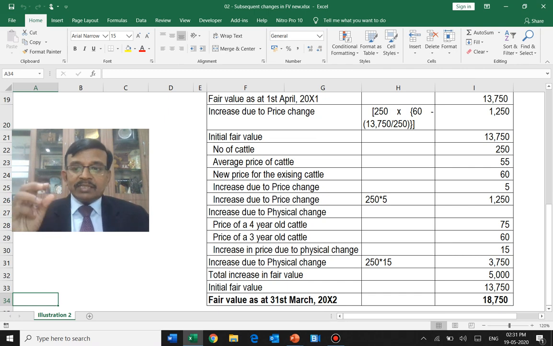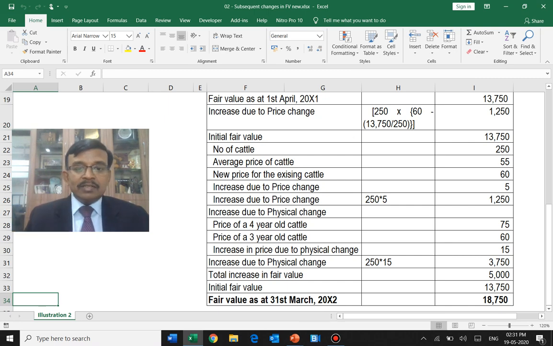13,750 is the opening one. The difference between these two, 5,000, will go to the P&L account as a credit. So what is the journal entry? Debit biological asset, credit gain on fair value changes of biological asset, 5,000 rupees.